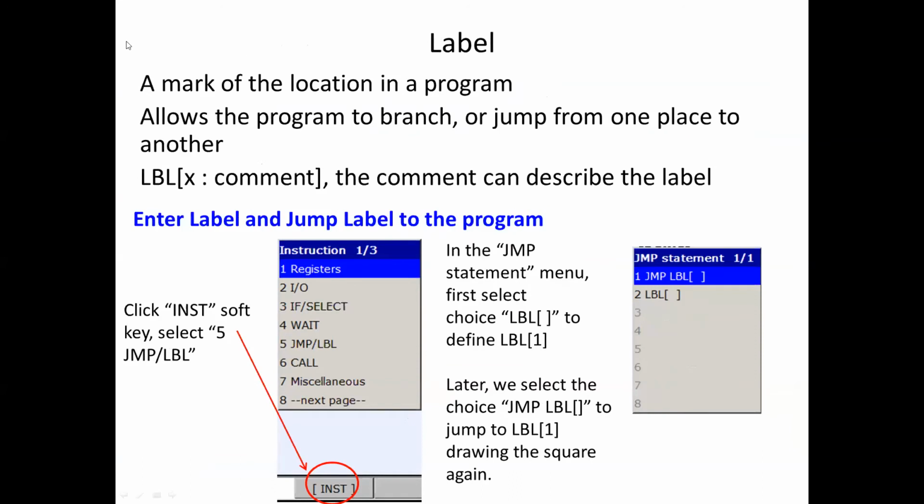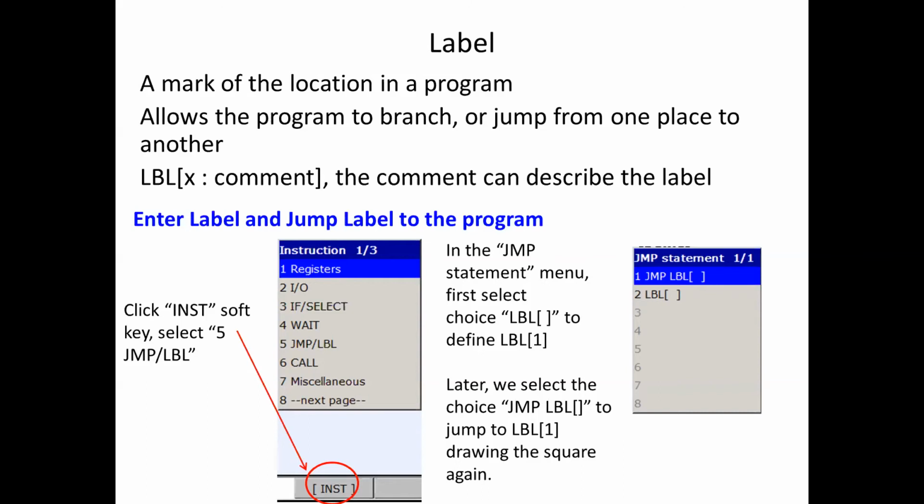A label is a mark of the location in a program. A label can allow the program to branch or jump from one place to another. The syntax of the label command is label X, then comment. The X is the label number.